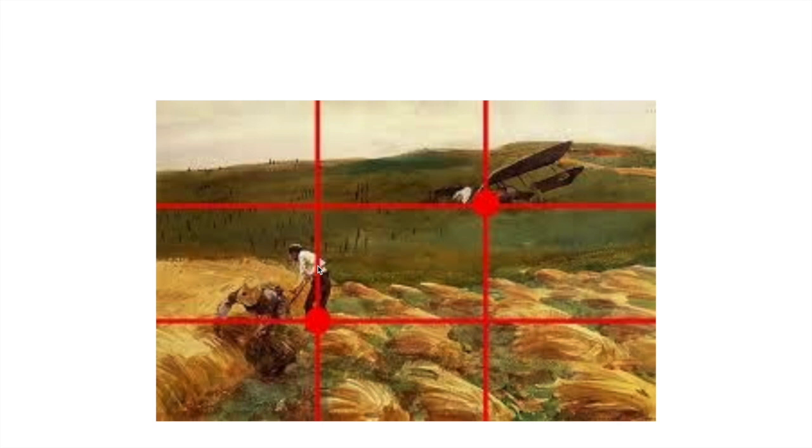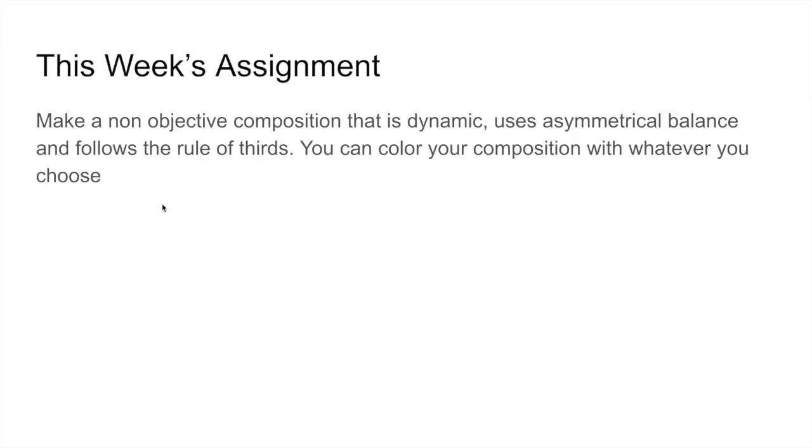So what I want you to do this week is I want you to make a non-objective composition that is dynamic, uses asymmetrical balance, and follows the rule of thirds. You can color your composition with whatever you choose.